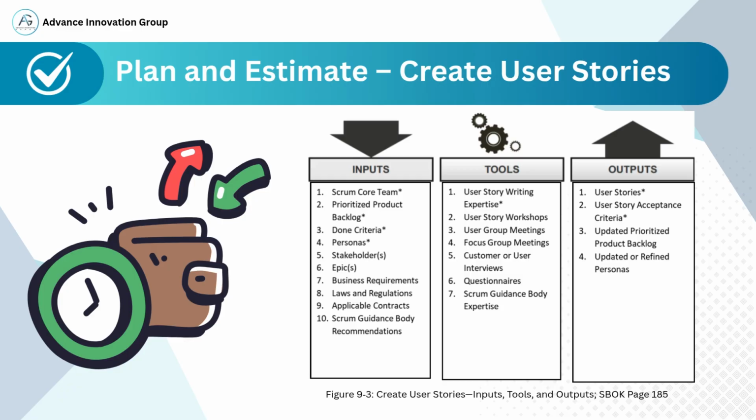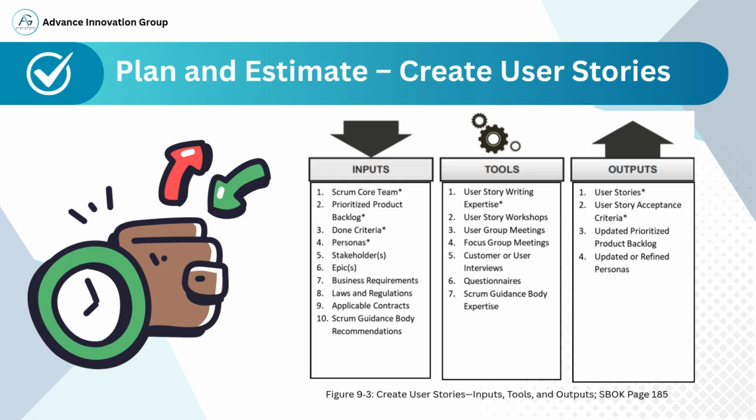For tools, various techniques are used to gather and shape user stories. These include user story writing expertise, workshops, group interviews, and Scrum guidance body expertise to ensure quality and alignment. Feedback is also gathered using tools like questionnaires and customer interviews.